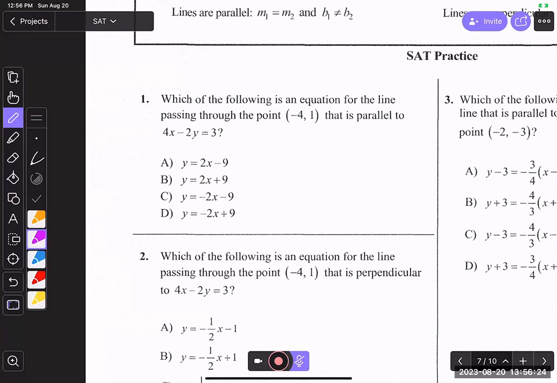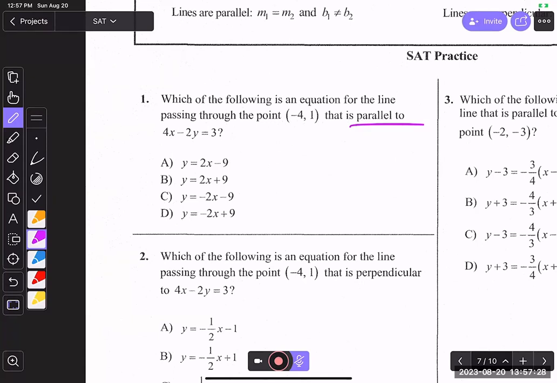Yeah. Number one: which of the following is an equation for the line passing through the point negative 4, 1 that is parallel to 4x minus 2y equals 3? For this one, I imagine the first step would be to convert the equation to slope-intercept form. Why is that the first thing you would do? Because we're supposed to find something parallel to that equation, and when you convert it, you can see that the slope must be the same and the y-intercept has to be different. Sure. The idea is to get the slope-intercept form, which gives you more information about the line you're supposed to be creating.